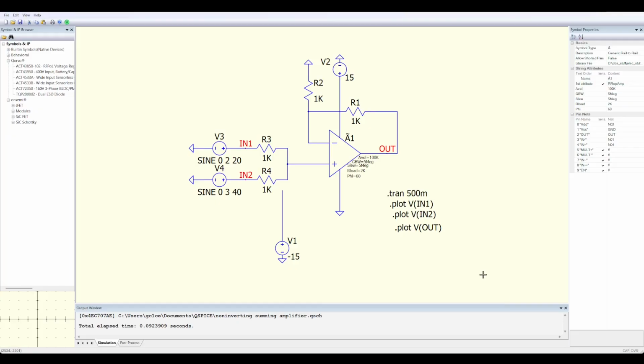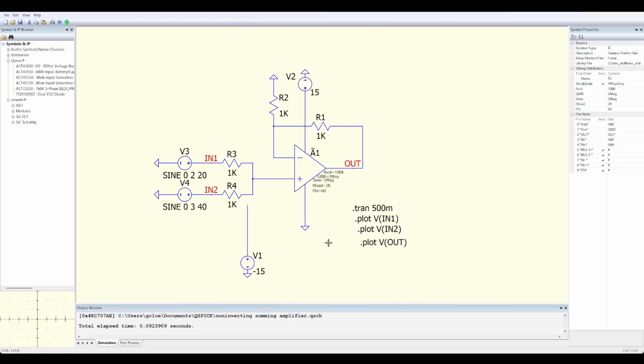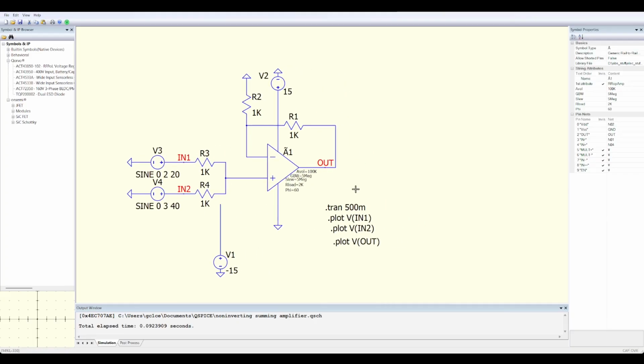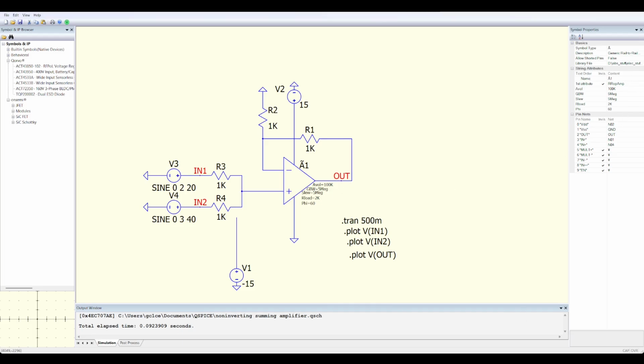All right, now we're looking at a non-inverting summing amplifier. You'll notice things are hooked up a little bit differently. So we've got our positive power rail, and since we're doing this with an LM324 model, we've got ground on the negative. And our inputs are a sine wave, 2 volts, 20 hertz, 3 volts, 40 hertz. And we've got our output. So let's look at how this works and what it gives us.